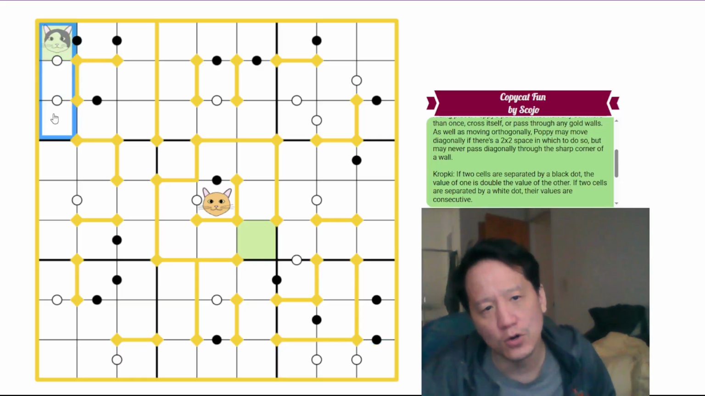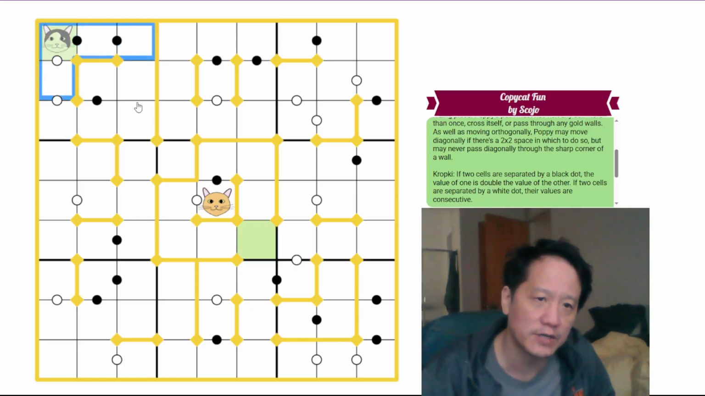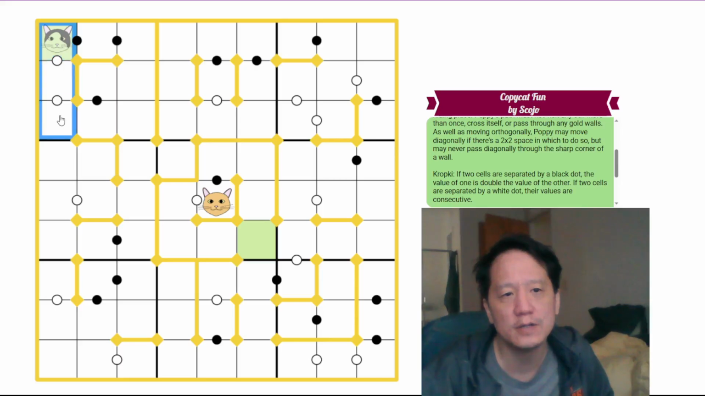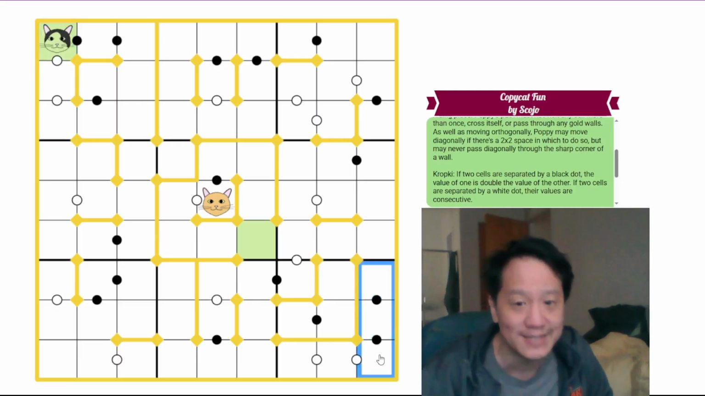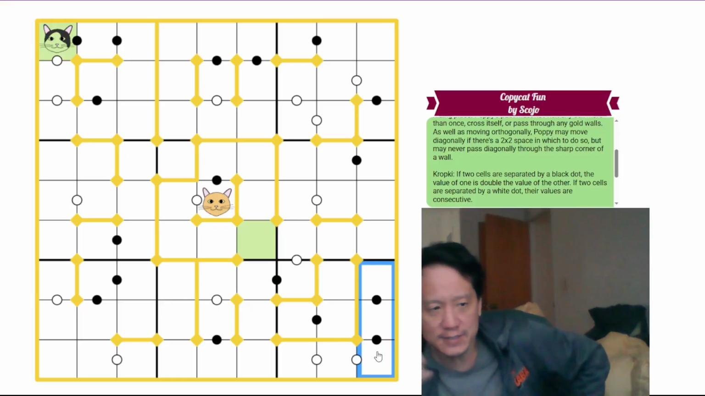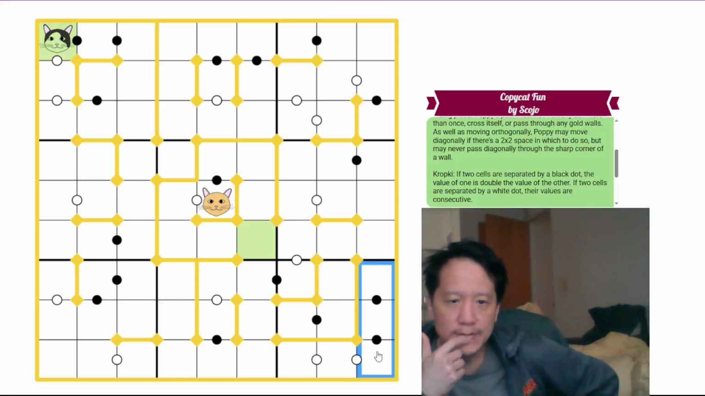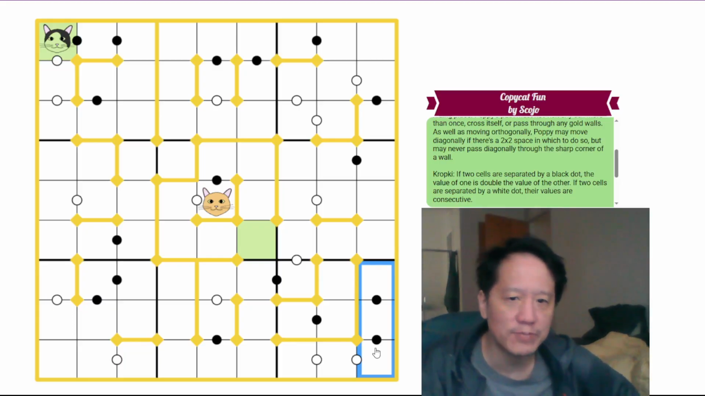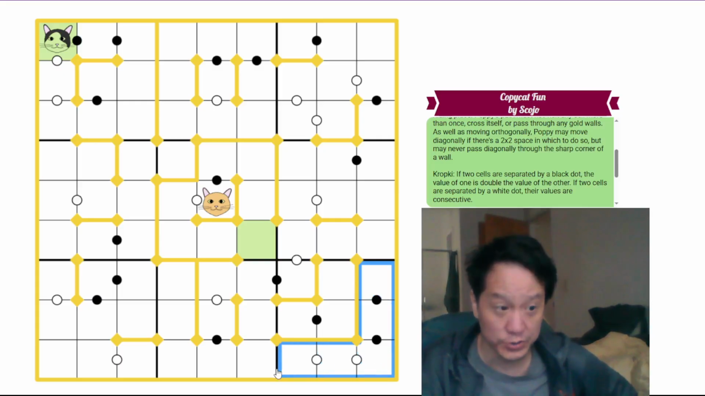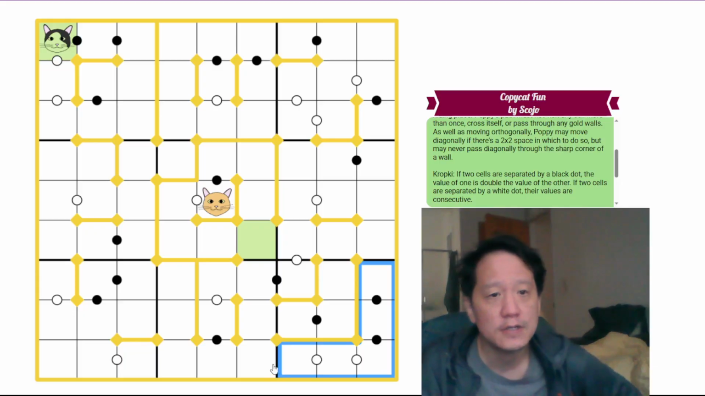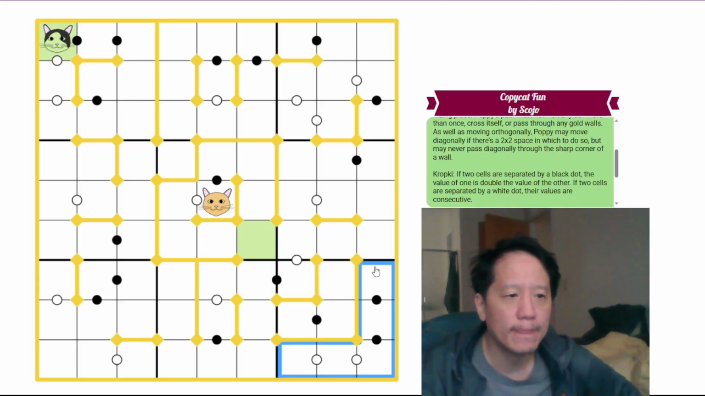But we know Poppy goes either this way or this way in box 1. So that means they have to be copycat cells. If these are copycat cells, that means these would be consecutive, and that's not going to be in a 1 to 2 ratio. So therefore, these all must be copycat cells also. If they're not copycat cells, then there's no way that this can work.